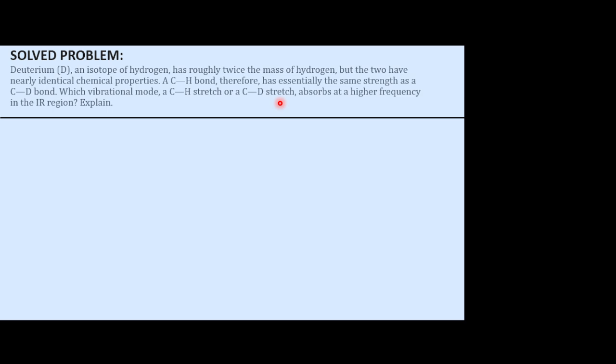So would you expect the CD to vibrate at a higher frequency or lower frequency? Lower because it has more mass. Exactly. Lower because it has more mass, right? For the same amount of energy, if we strike it, it's going to end up vibrating at a slower speed, right?